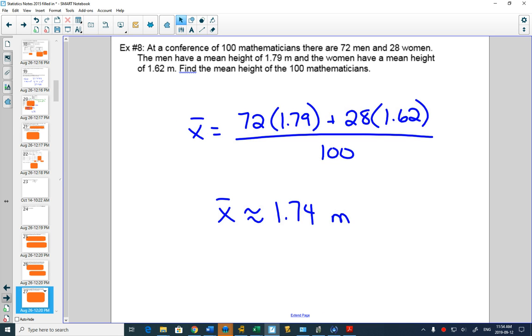Setting this one up, we know that all the men have a height of 1.79. There's 72 of them, 28 women. So the average height to 3 sig figs is 1.74 meters.